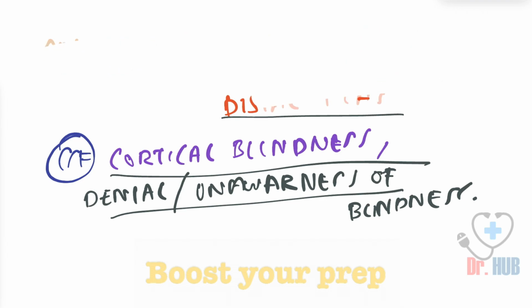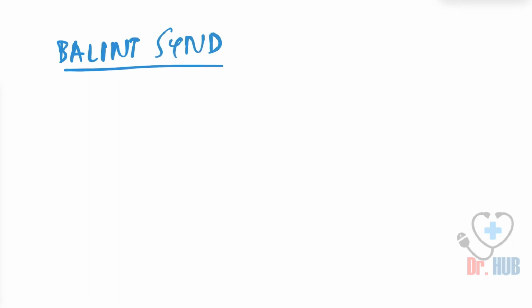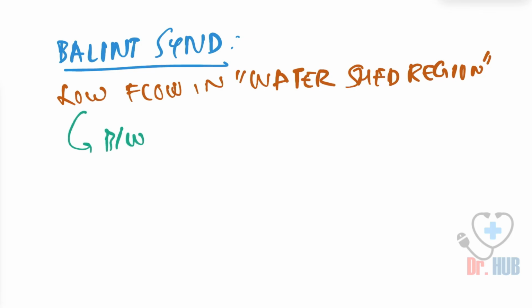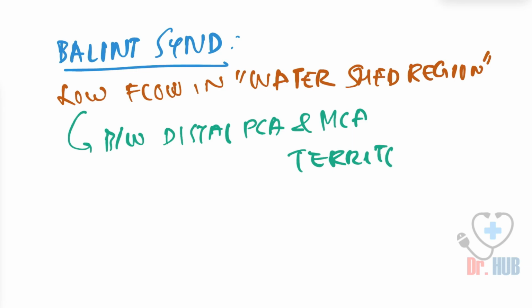Next we look at the Balint syndrome. The site of lesion is low flow in the watershed region, and this occurs between the distal PCA and the MCA territories.